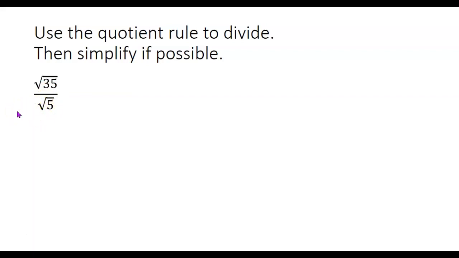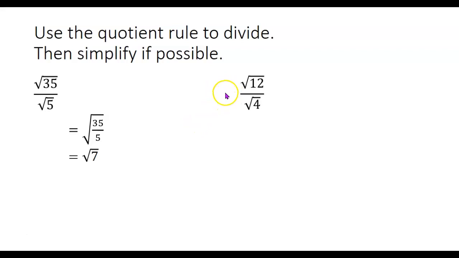And by the way, neither one of those numbers is a perfect square, so we can't do anything with either one separately. But we can say, like it says, use the quotient rule: the square root of 35 over the square root of 5 would equal the square root of 35 divided by 5. And since 35 divided by 5 is 7, what we have is the square root of 7. The end.